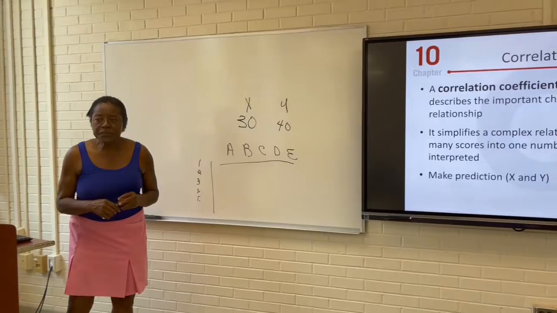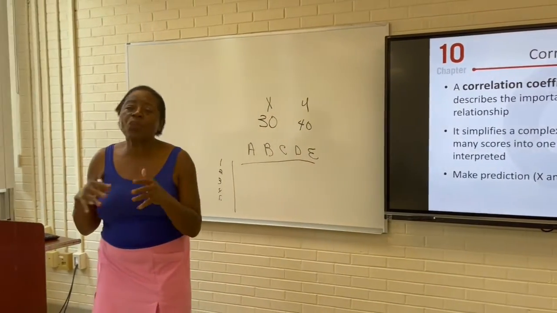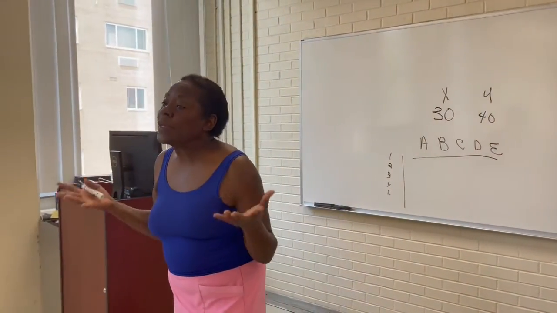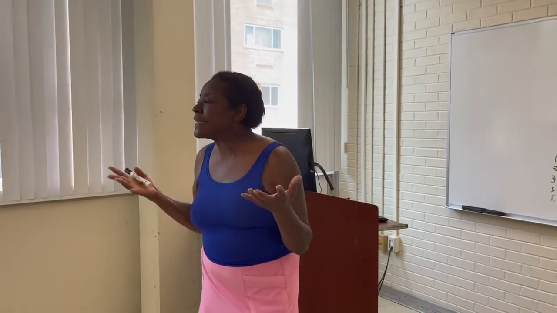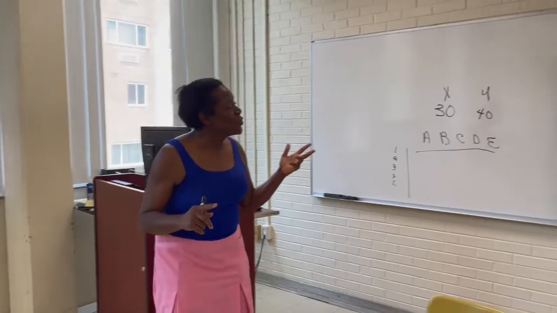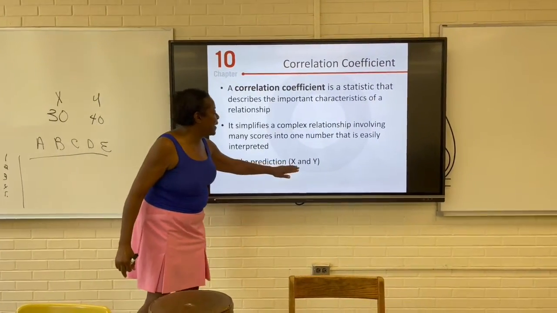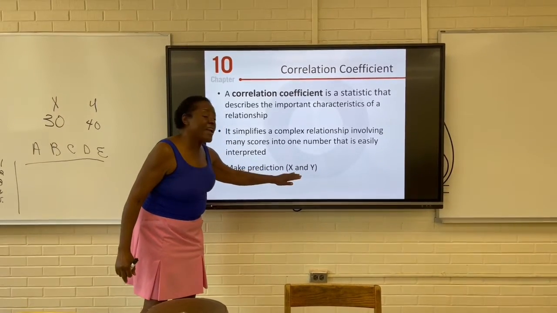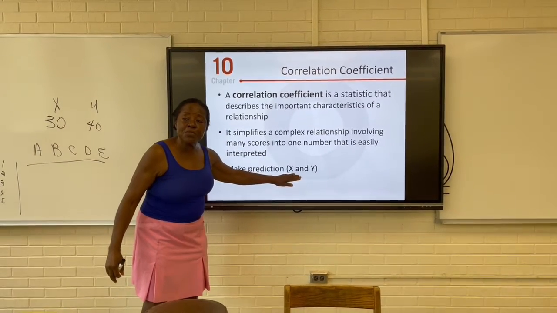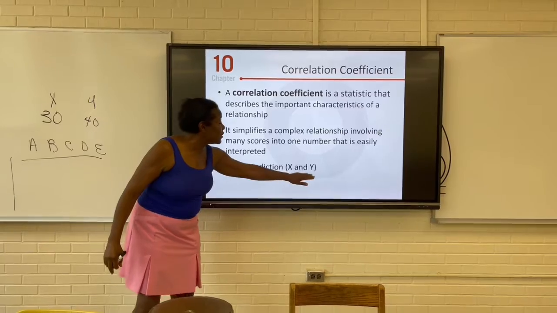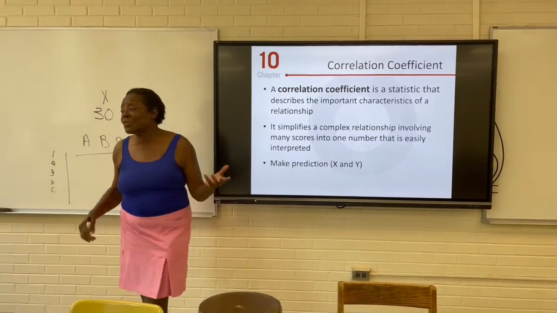Now, let's stop and define exactly what is correlation. Correlation research method is looking at variable X and variable Y. We're trying to see if these two variables are significant enough to make predictions, if they are related to each other. If variable X is related to variable Y.